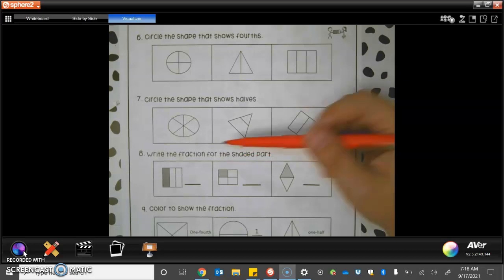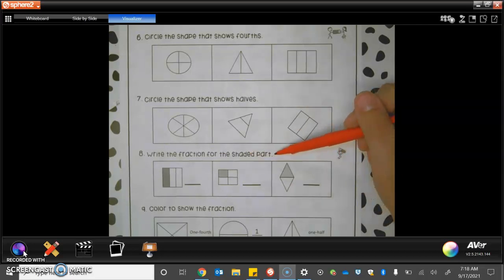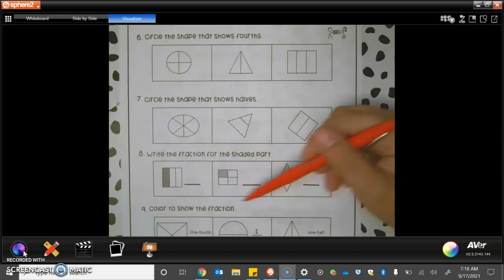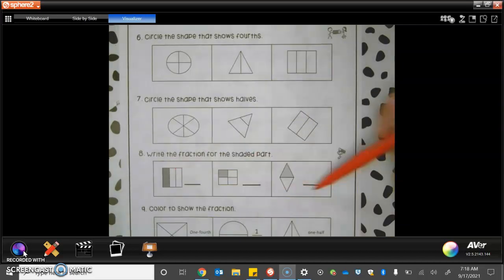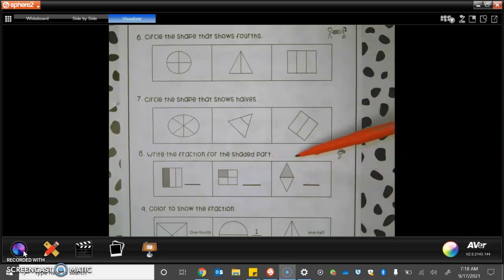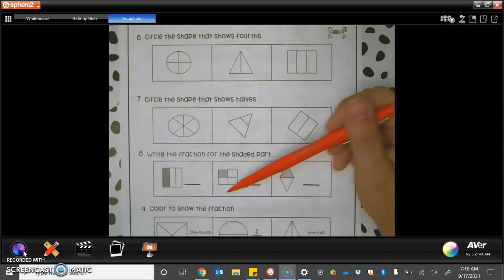Number 8, write the fraction for the shaded part for all 3 of these. And if you're not sure how to do this, just try your best. You first should figure out how many parts there are and then how many parts are shaded.